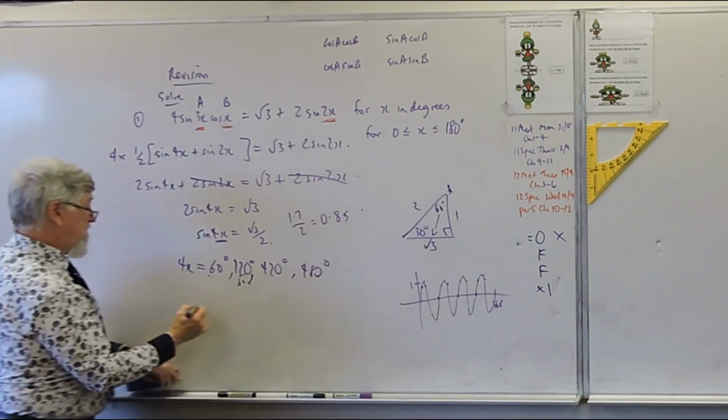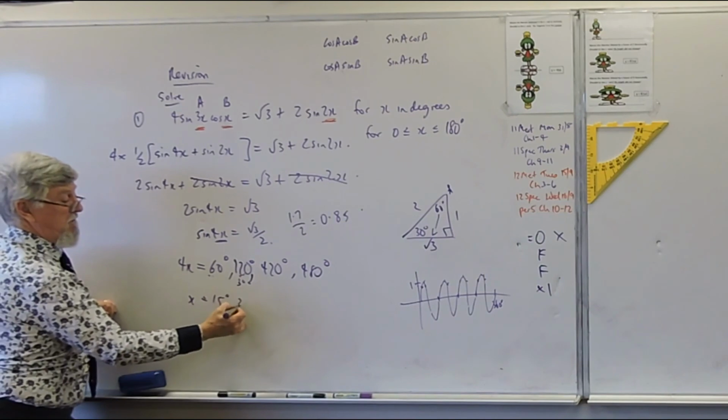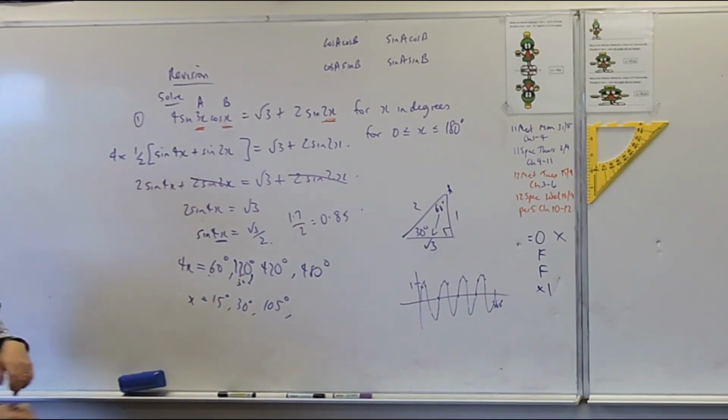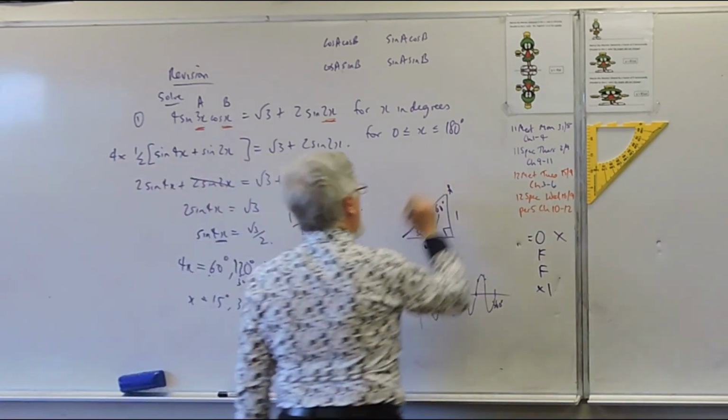And now I've got to go quarter of them, so that will be 15, that will be 30, that will be 105, and that will be 120. Done? So it would have been kind if we did 180, wouldn't it?